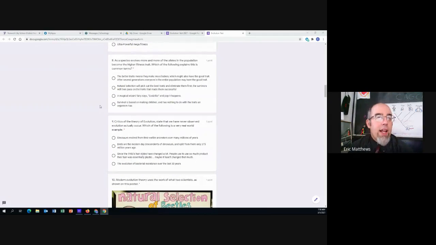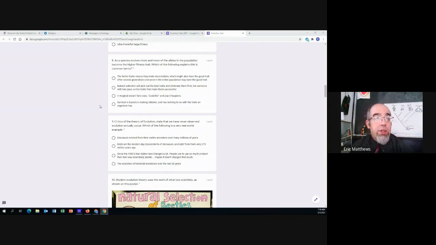Number 8, as a species evolves, more and more of the alleles in the population become the higher fitness trait. Which of the following explains this in common terms? So we want an explanation for the fact that the high fitness alleles become more common in the gene pool. Is it because better traits mean they make more babies, which might also have the good trait? After several generations, everyone in the population may have the good trait.